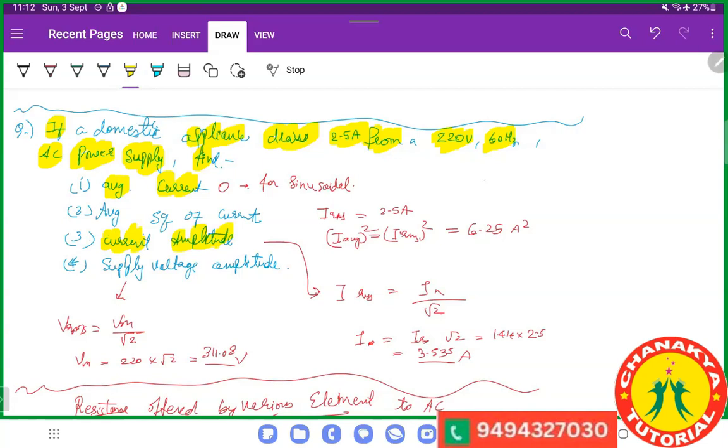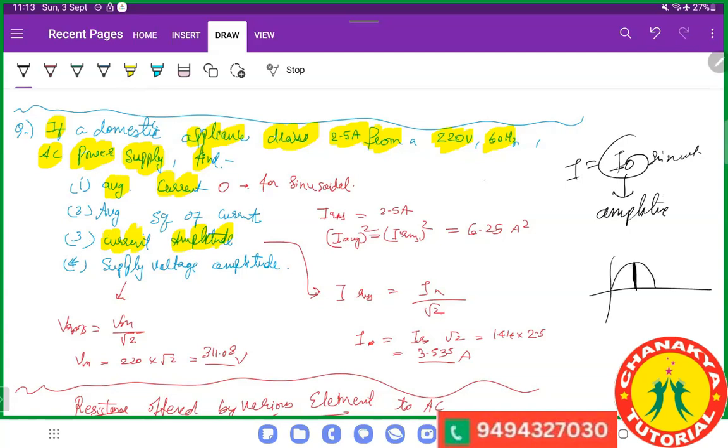Amplitude, in the sense of how to find those things, wherever we have the equation I equals I naught sine omega t, this is your amplitude. This peak value is your amplitude, the maximum point here. So here I naught is my amplitude. If it is V here, then V naught is the amplitude. Whatever maximum value we have, that is the amplitude.